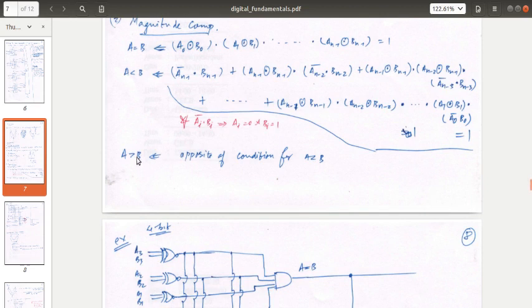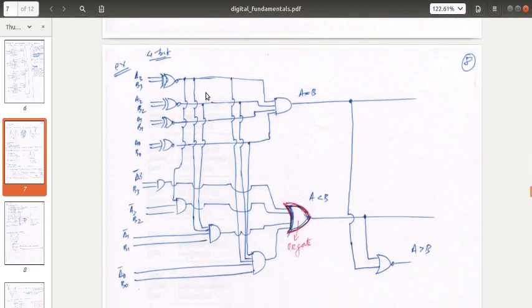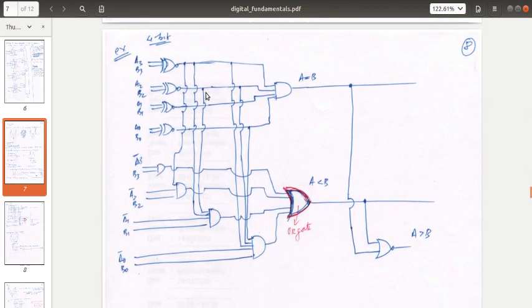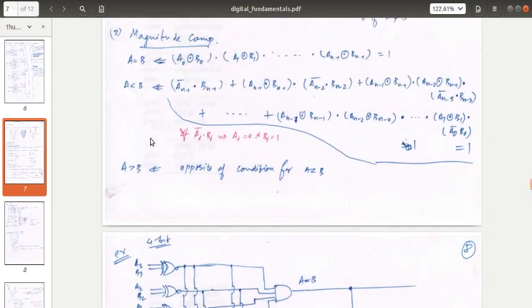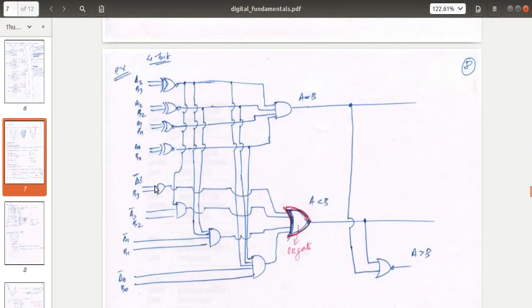So for A greater than B, we just switch the roles of A and B for this condition. So let's see a simple 4-bit implementation of this logic. Here, to find whether the bits are equal, or the numbers are equal, we are using this XNOR logic combined with an AND logic, that is A equal to B. Then we are simply using this equation, which is this one.